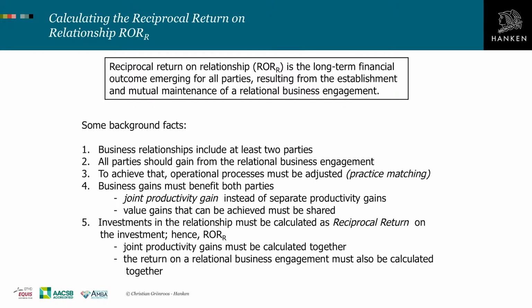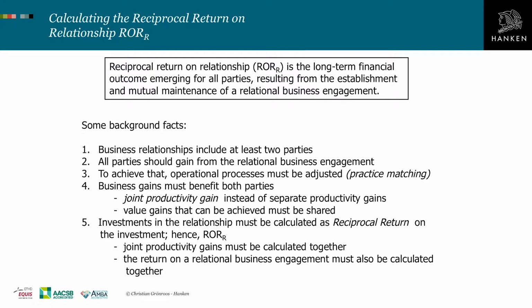Some background facts of importance here: business relationships include at least two parties. Could be more. In my examples here, I just use two parties to keep it as simple as possible. And they are both in the same boat. All parties should gain from the relational business engagement. And to achieve that, operational processes must be adjusted. That is the practice matching. And then the business gains must benefit both parties.